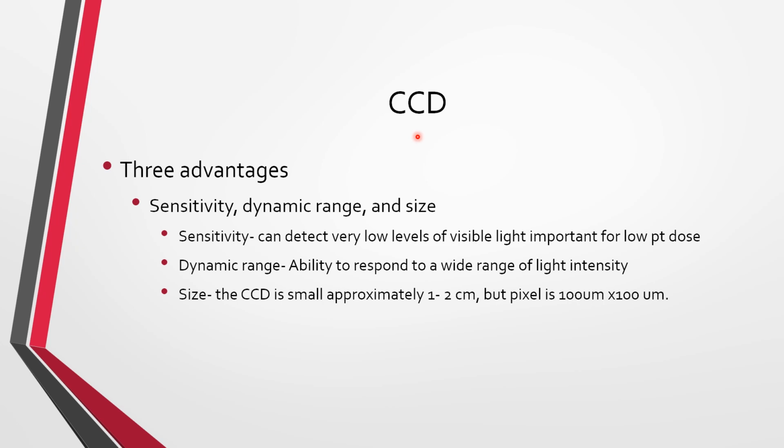And the size: the CCD is small, approximately 1 to 2 centimeters, but a pixel can be about 100 micrometers. As we learned before, the human eye can only see down to about 200 typically. So this is below the threshold of human vision, and we can use it as a pixel or a del element, which through many processes will eventually become a pixel on a display, and we can't tell the difference in the resolution.